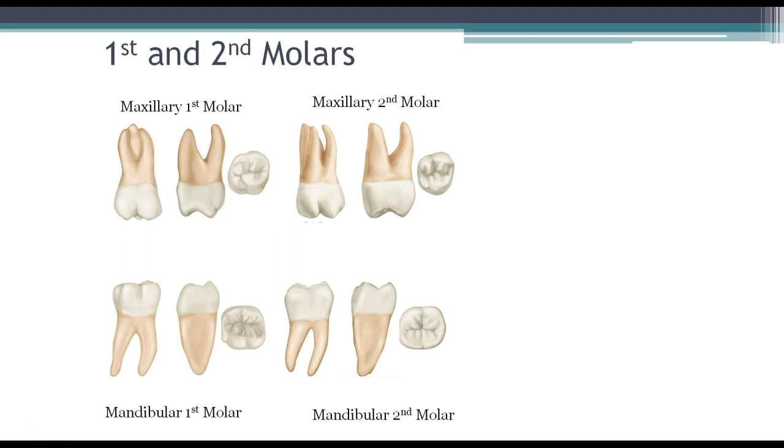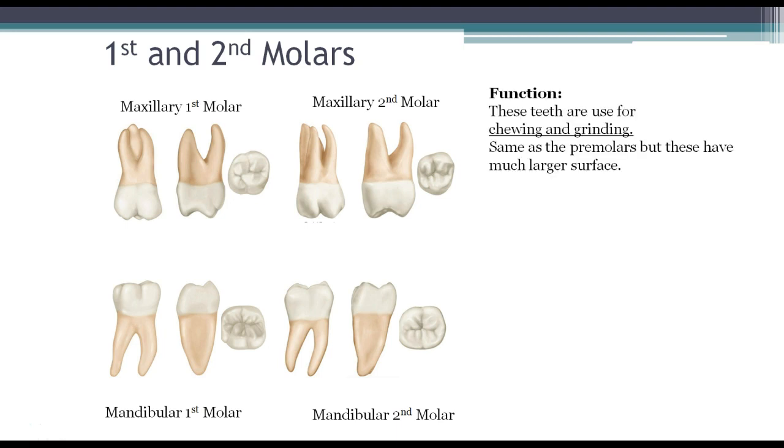Alright, so the upper roots tend to be more closely together. I know this doesn't look too close together, but the roots tend to be a little bit closer together than the lowers. The lowers tend to be more spread out. And the upper tends to have 3 roots, whereas the bottom will sometimes have 2. But there are cases where it is possible to have more roots involved.